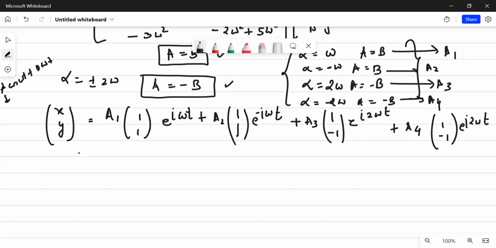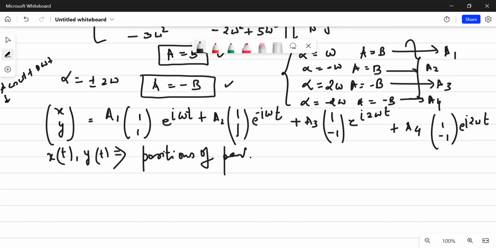Is that clear or is that not clear? And also understand that we have to write it in a manner that we get a real solution, because you see x as a function of time and y as a function of time. What does that represent? It represents, you can say, some position of particles, isn't it? It represents position of particles.